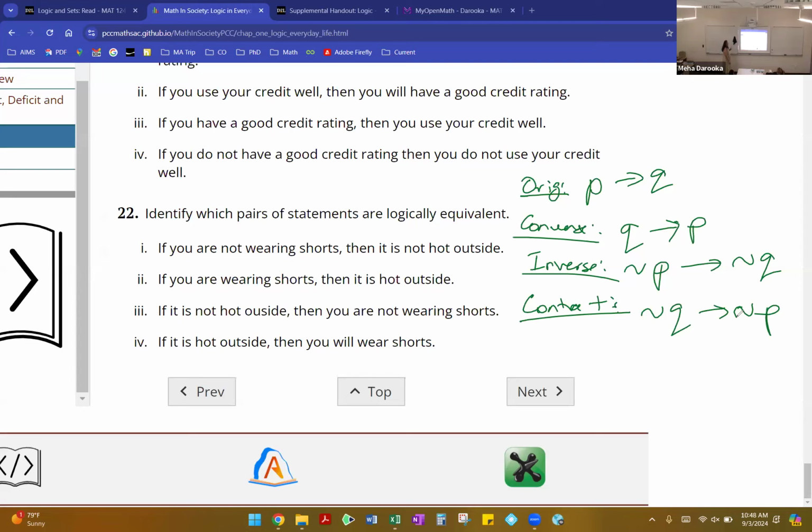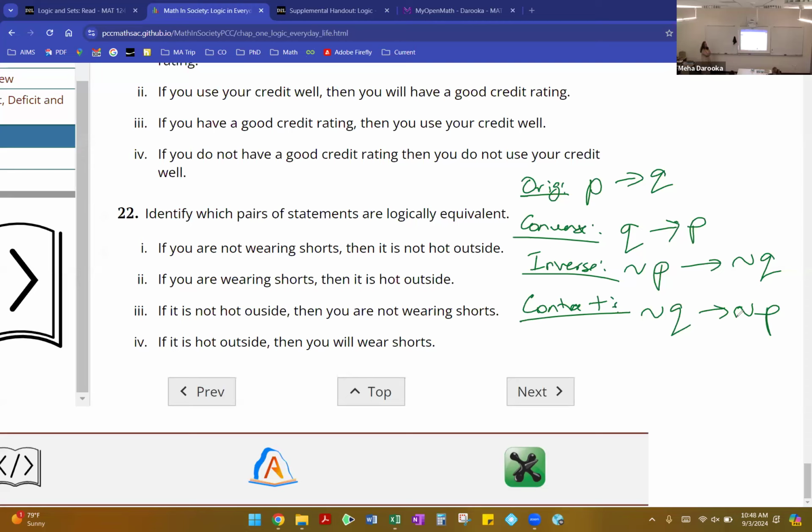So: if you're not wearing shorts, then it is not hot outside. If you are wearing shorts, then it is hot outside. If it is not hot outside, then you are not wearing shorts. If it is hot outside, then you will wear shorts. Let's start by thinking about what could be the contrapositive with the original, and what could be the converse with the inverse. So let's try to identify out of those four. Pick number one. What is that statement: original, converse, inverse, or contrapositive?